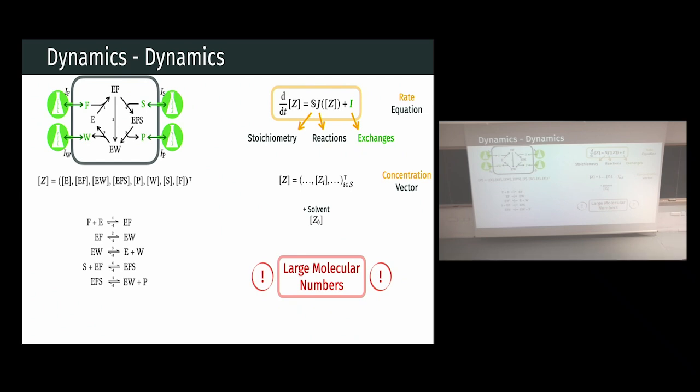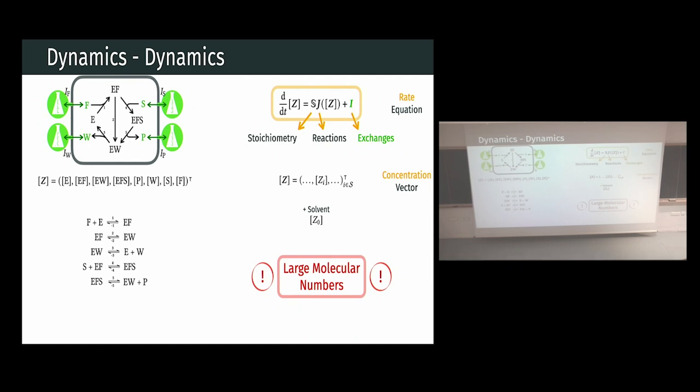So imagine you have two species A and B going into C. The sum of the three in terms of concentration, that's not constant. Okay. So the dynamics of these concentrations is going to follow a rate equation like this one. Okay, and now I'm going to explain all the terms of this equation.